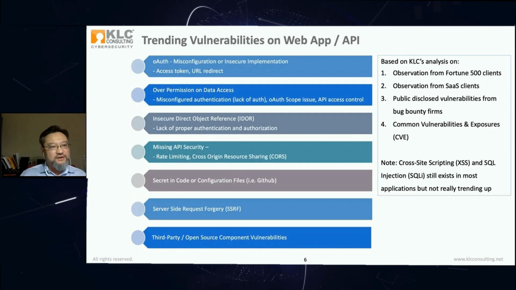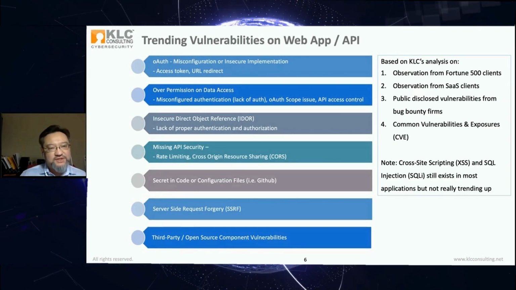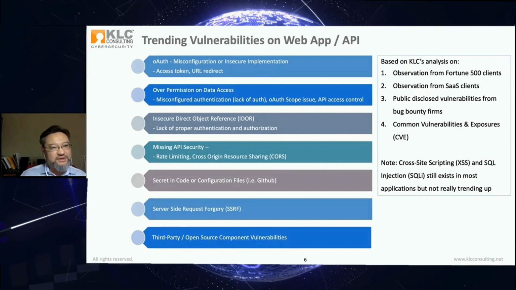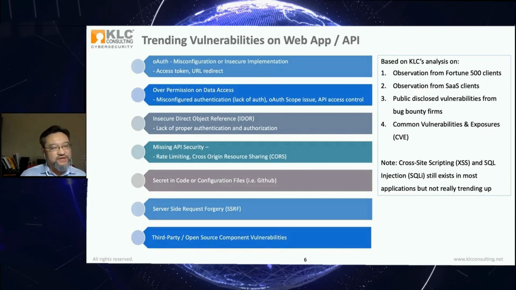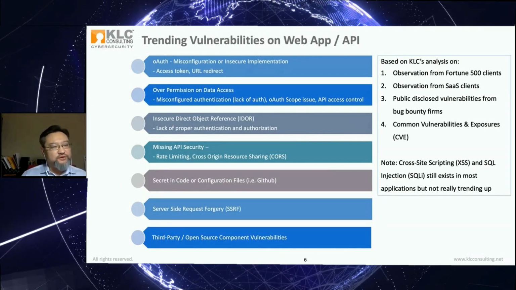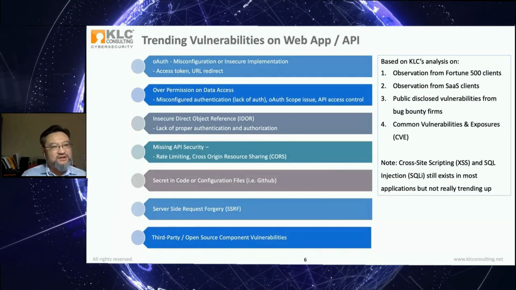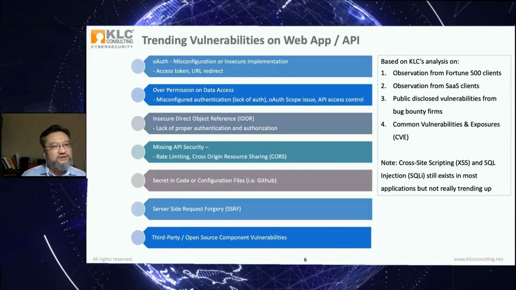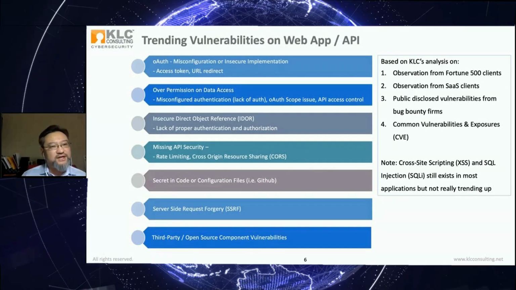First one is OAuth, misconfiguration and insecure implementation. We're seeing this vulnerability trending up. It's actually pretty complex. We're going to have a slide talking a little bit more about OAuth. OAuth vulnerability is really surrounding the protection of the access token and the URL redirect, or redirect URI.